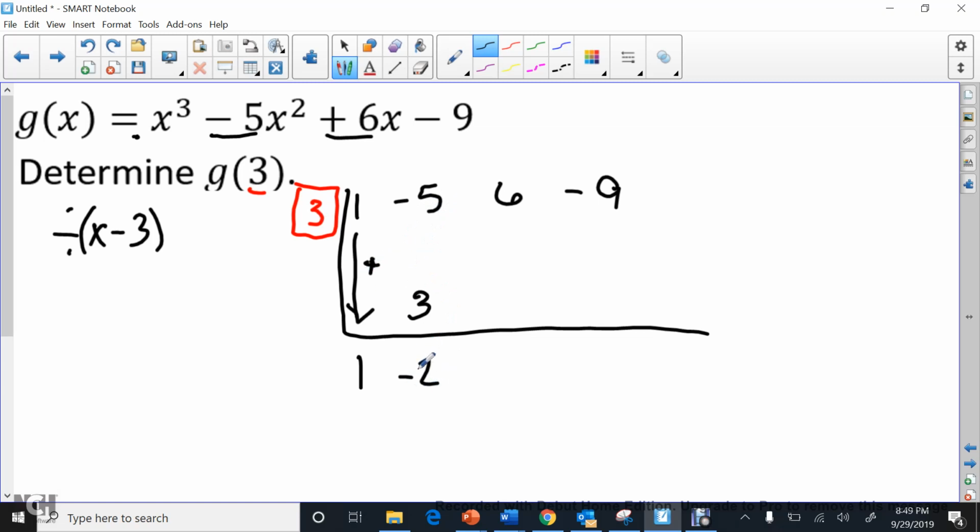Anything below the line will get multiplied by whatever is in this box. Negative 2 times 3 is negative 6. 6 plus negative 6 is 0. 3 times 0 is 0. And then negative 9 plus 0 is negative 9.